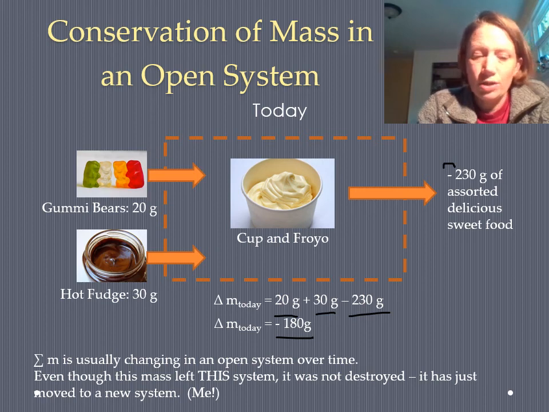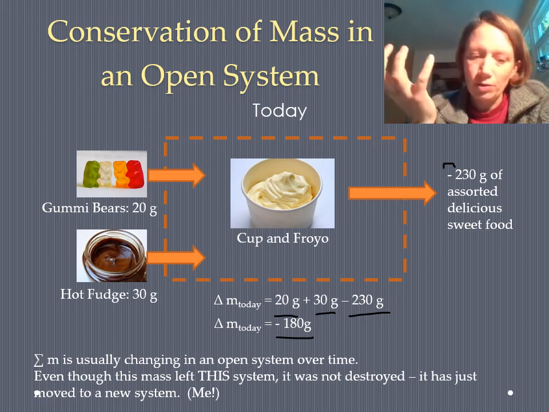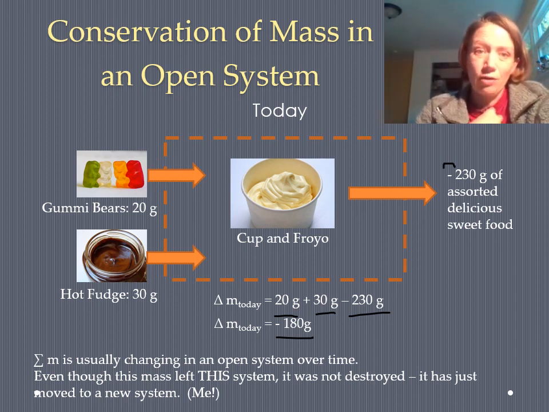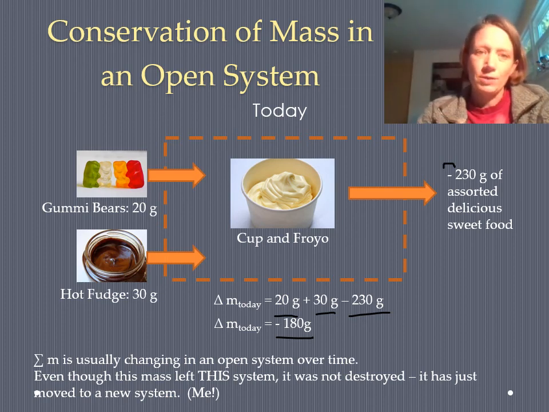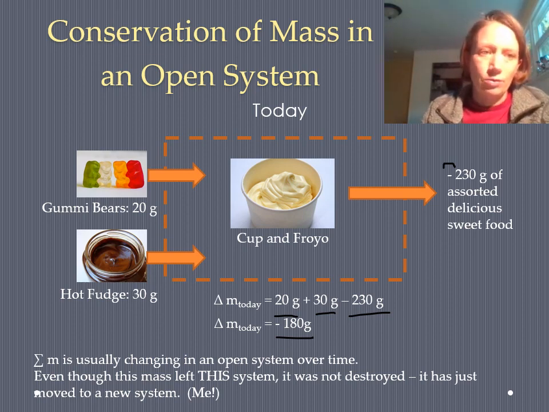But it is important to note that even though the mass did leave this system, it's not like it disappeared from the universe. It just moved into a new system, me. And if you took the mass of myself before and after I ate the froyo, you would discover my mass went up by 180 grams to compensate for that. So the universe as a whole keeps the same amount of mass, even if it goes in and out of individual small open systems.